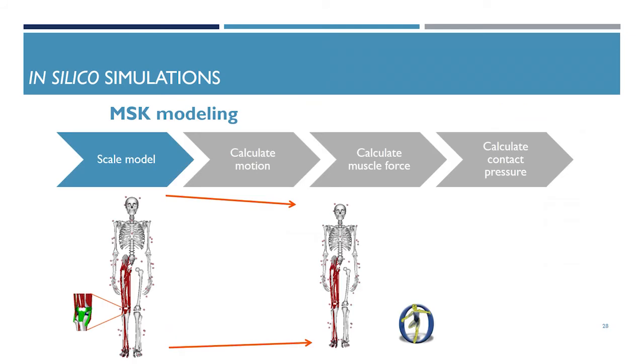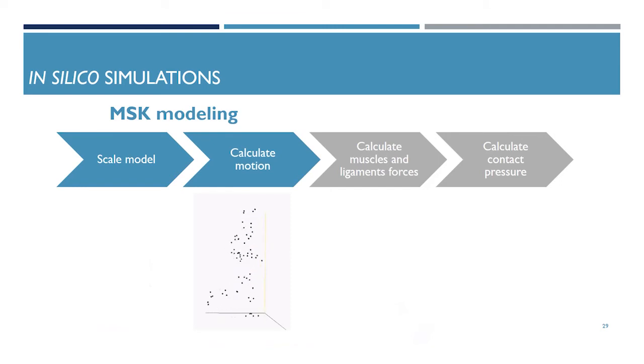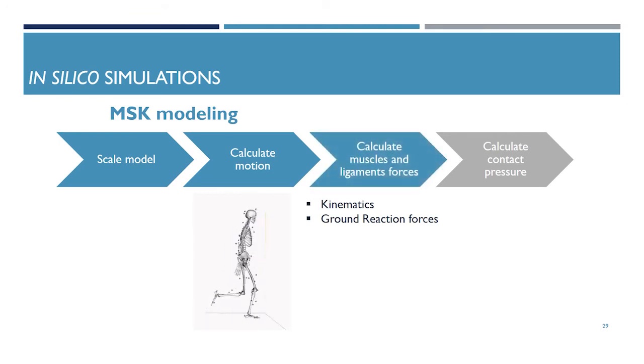This model is first scaled to the size and mass of our participants using the motion capture data. Then we calculate the body motion from motion analysis results. In combination with the information from the ground reaction forces, we can then obtain the forces of the individual muscles, but also ligaments required to produce this movement.